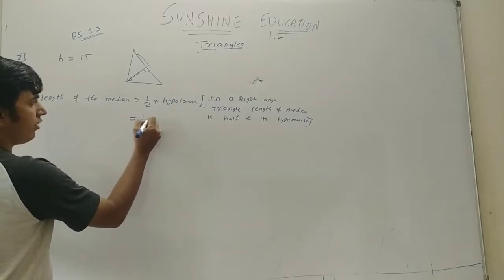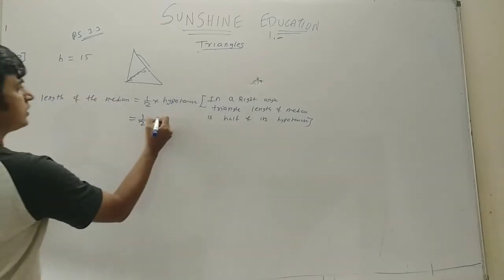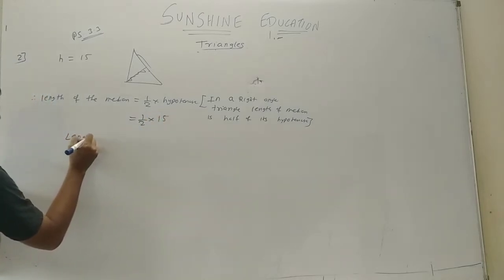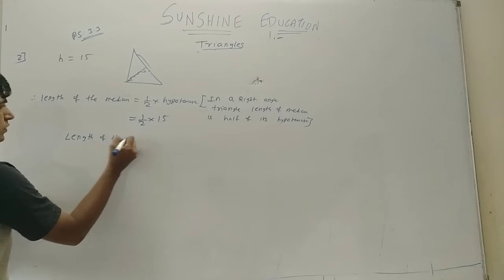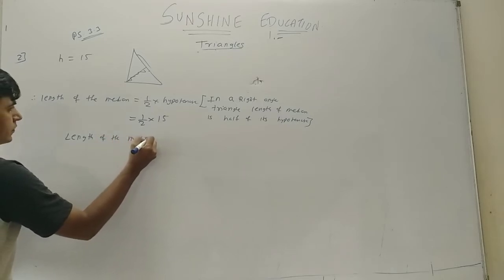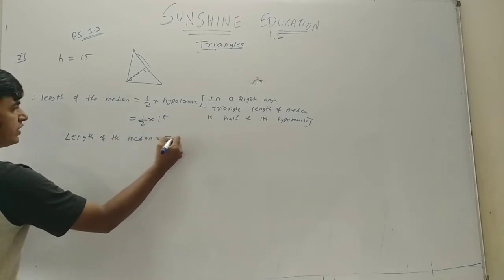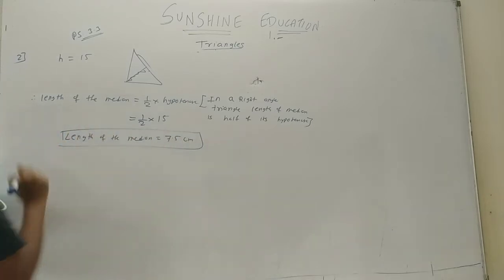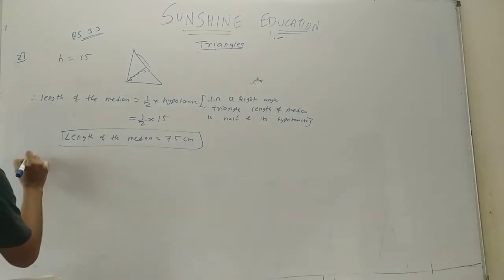So half of hypotenuse. What is the hypotenuse given? 50. Therefore, length of the median, half of 50 is 25 centimeters. Okay, so this was the second question from your textbook. Now moving to the third one.